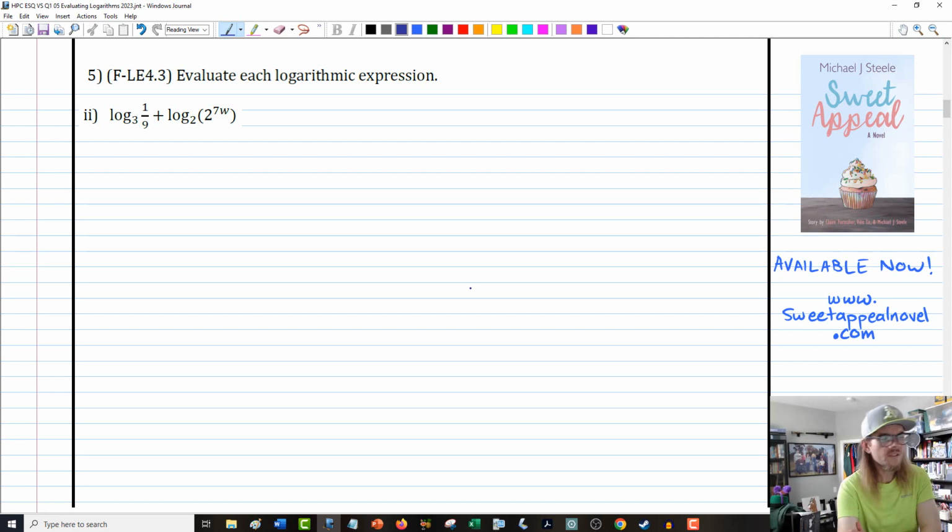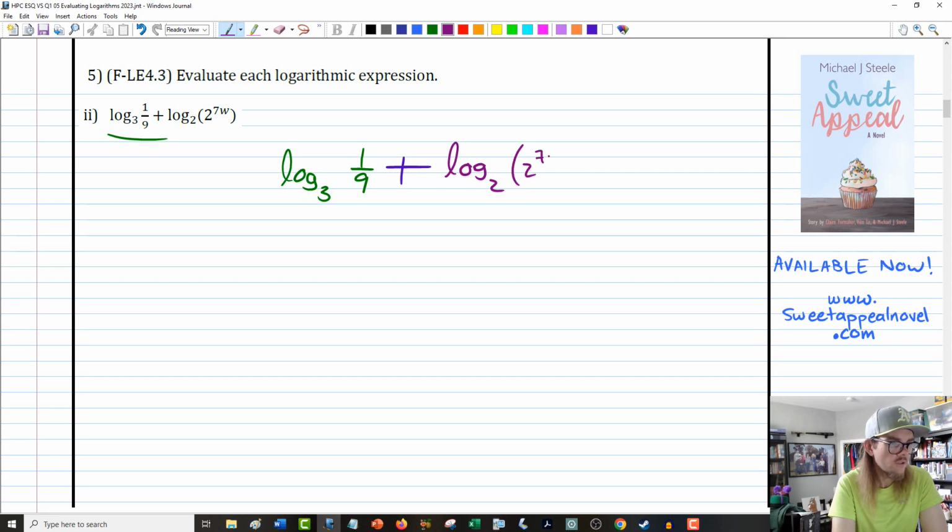Question number 2, very similar problem. You can kind of see the same setup at play here. We've got log base 3 of 1/9, and that's being added to log base 2 of 2 to the 7th power. So we want to clean this up just a little bit. To help us with that, I'm once again going to separate this out. So we have log base 3 of 1/9, and we have log base 2 of, and it's in parentheses here, 2 to the 7th, just to make that clear.